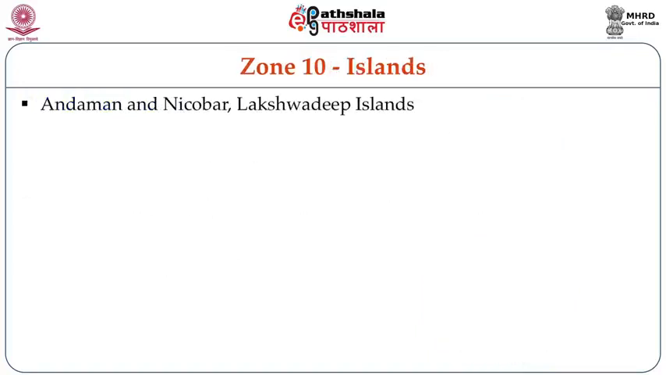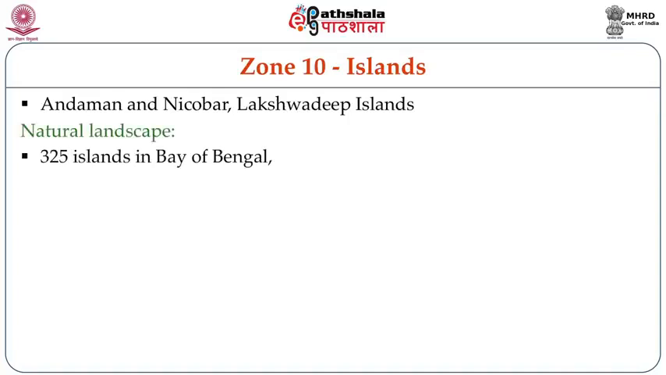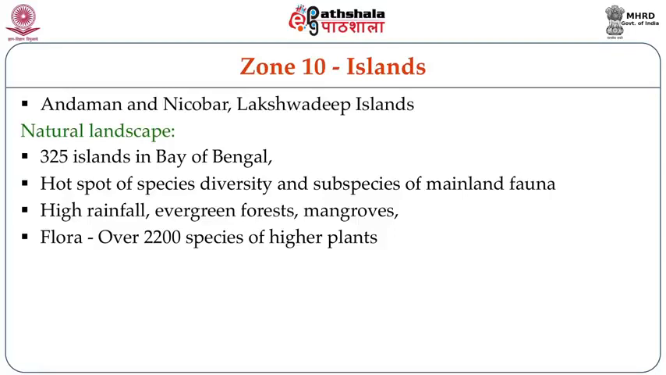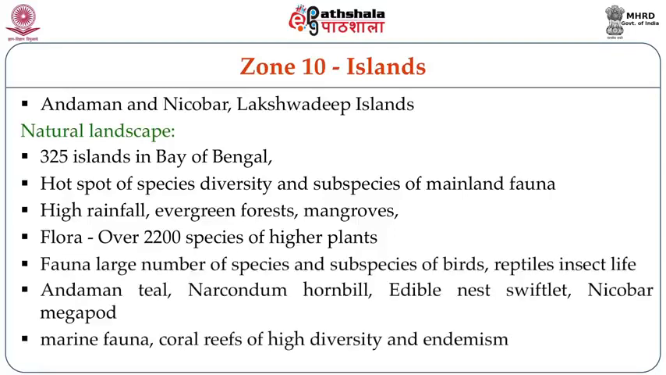The last zone is our islands, the Andaman, Nicobar, and Lakshadweep Islands. And there are 325 islands. About 100 plus are considered to be sanctuaries. And these are very, very fascinating areas. They are hotspots of biodiversity, and they have mainland subspecies and their own species, which you find nowhere else in the world. The flora consists of over 2,200 species. And the fauna of bird life, reptiles, insect life, incredible diversity.